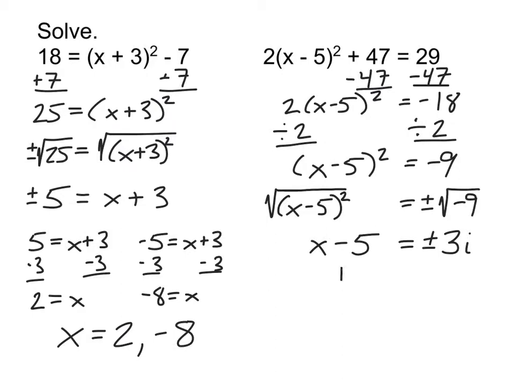We need to add the 5 to both sides. And you can end up with x equals, and you can either write it as 5 plus or minus 3i, which I personally prefer, or you can write it as plus or minus 3i plus 5. But notice that the i and the 5, they're not like terms, so we can't actually add them together. We can't combine them right off the top. So we actually just need to leave it like that. We leave it as a complex number for that reason.